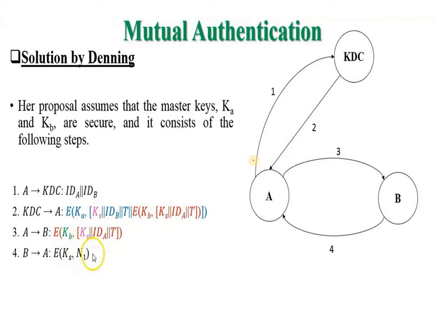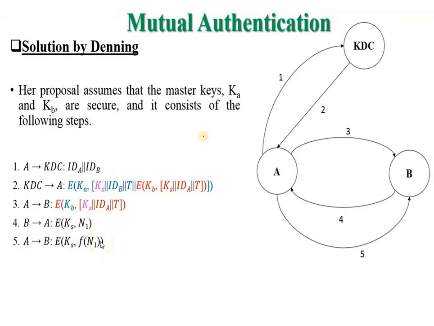And in the fourth step, you can see here, the fourth step is the reply from B to A. So from B to A, it will send the session key and one nonce, that is N1, in encrypted format. And in the last step, A will reply to B using the session key and F of N1, that is, a function applied to the nonce, and this together is encrypted and shared to B.